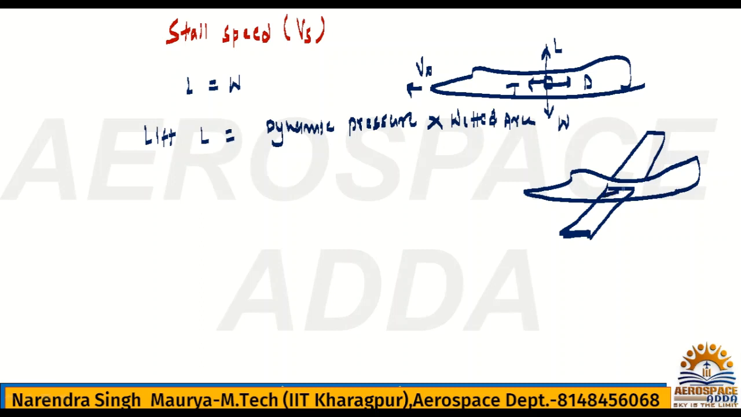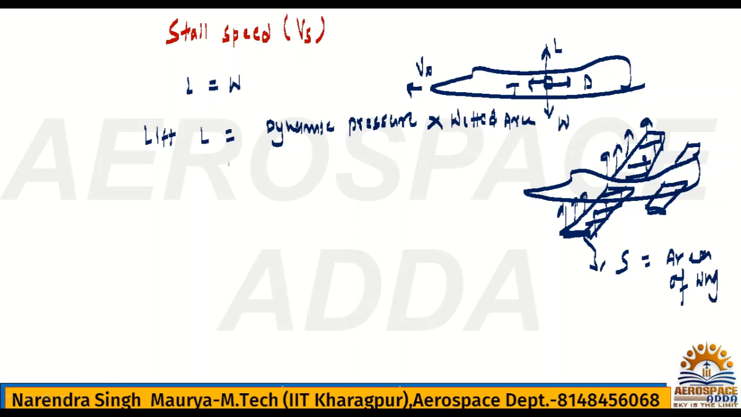Whatever the area of the wing is, the tail is basically used to give stability. Only the wing generates lift, because of the pressure difference: downside pressure will be more, upside pressure will be less. So that area of the wing is nothing but S. S is the area of the wing.